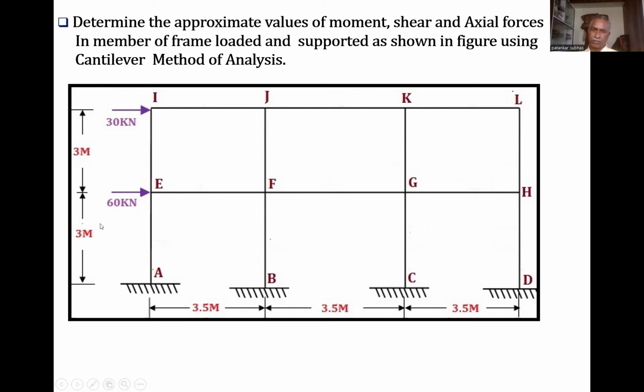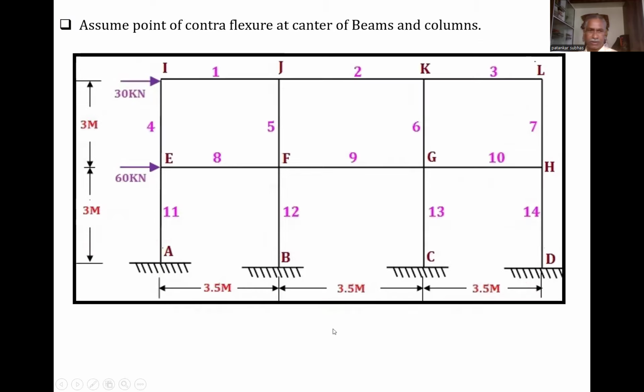Floor to floor height is 3 meter. And for the span of the beam, I to J is 3.5 meter, J to K 3.5 meter, and K to L is 3.5 meter. And as the frame is symmetrical, definitely we can say that the CG of the section is at the center. So let us take up the problem.